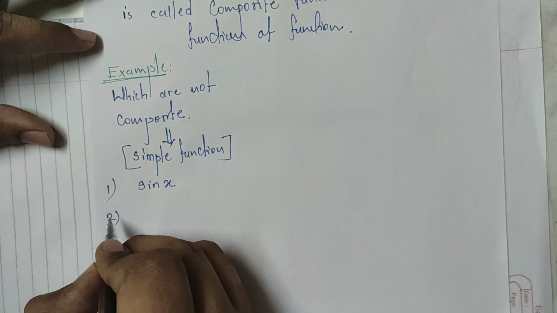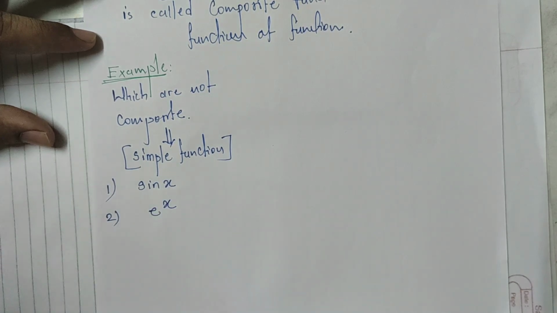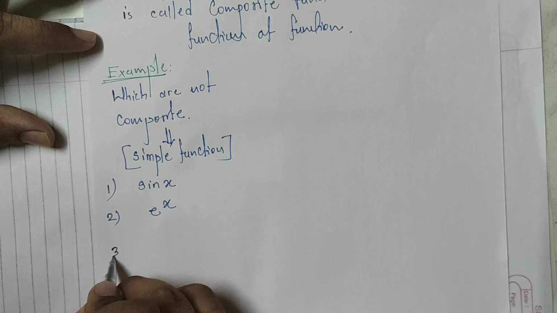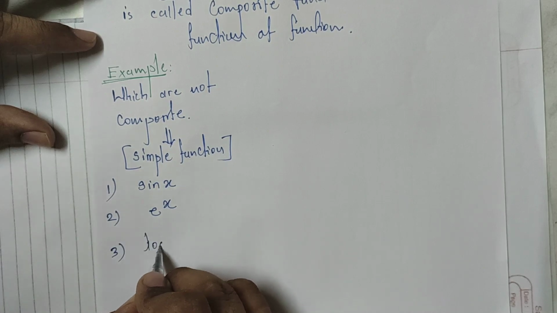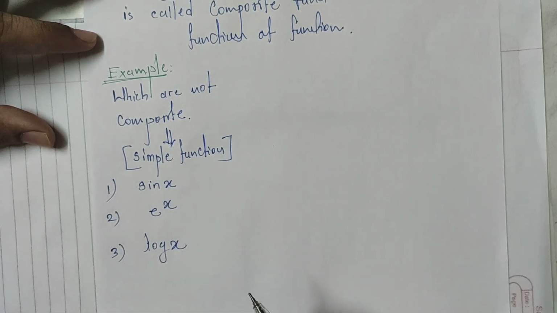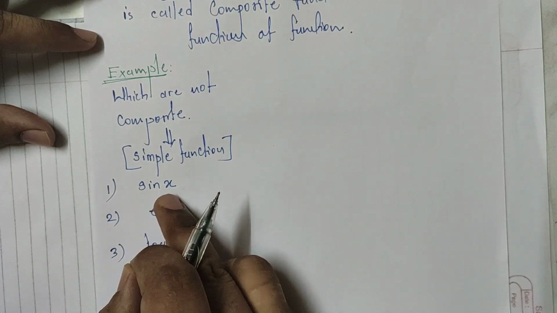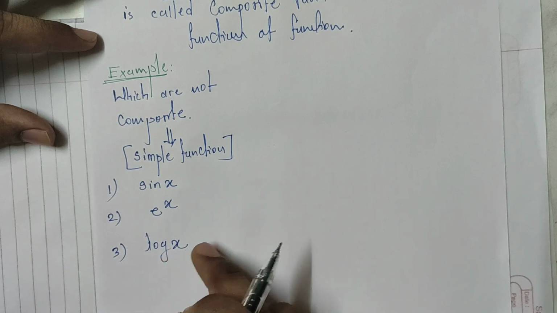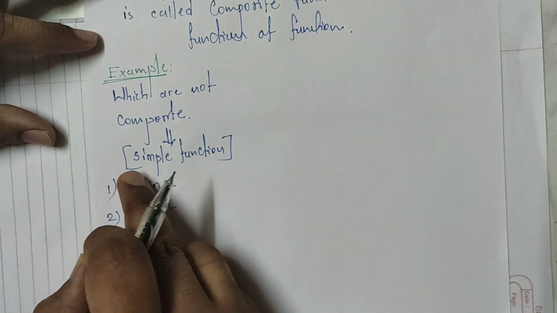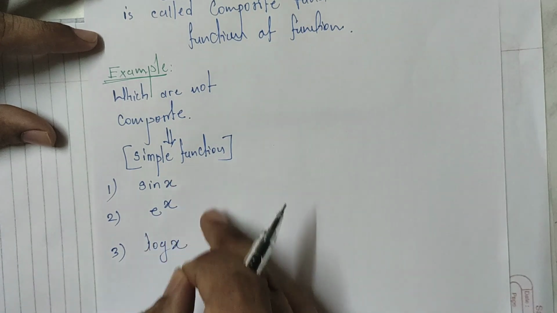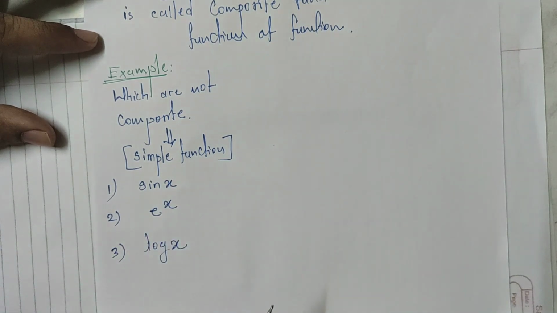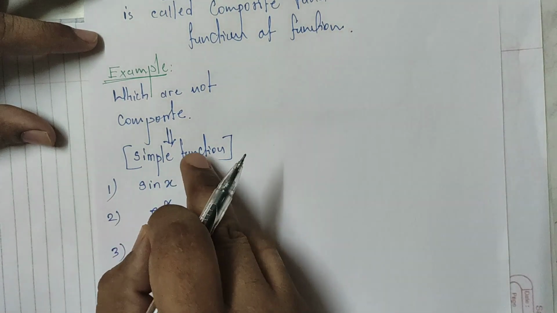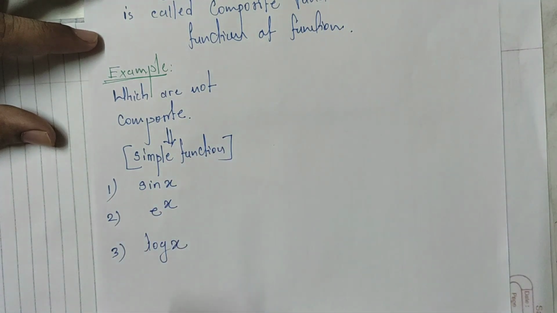Second function, e raised to x. E raised to x is also a simple function. Third example, log x. Log x is also a simple function. Why do we call it a simple function? Because we can find its derivative easily. Sin x derivative is cos x, e raised to x derivative is e raised to x, log x derivative is 1 upon x. Therefore we call it a simple function because we can quickly find the derivative. Okay, then how to make a simple function into its composite function? Let us see.